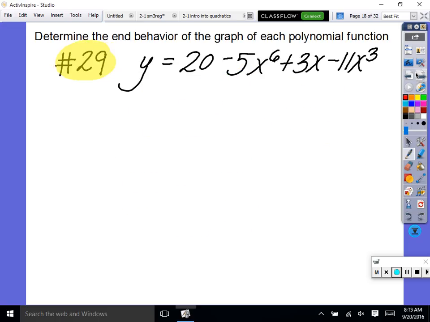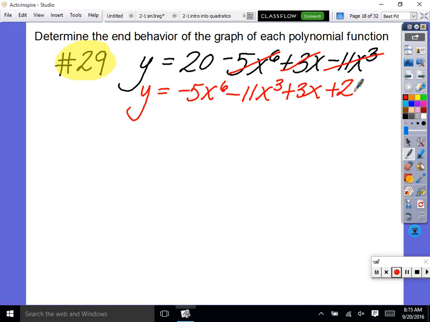Good. Maybe one more, and then I'll let you work. Here we go. One more, then I'll let you work. Let's do 29. First thing we need to do is put it in standard form. So we're going to rewrite it as negative 5x to the 6th, and then minus 11x cubed, plus 3x, and then plus 20. And now we're going to determine our end behavior.